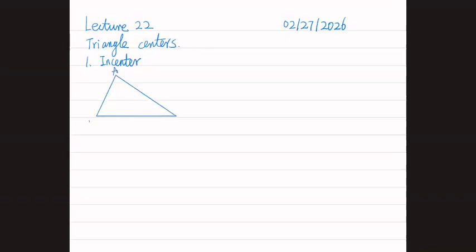Okay, so first let's recall the three centers we have learned. First one is the incenter. Given a triangle, we can draw the three angle bisectors.